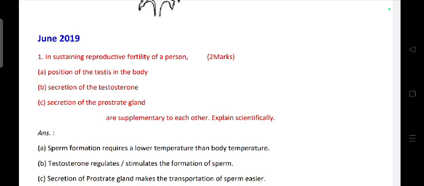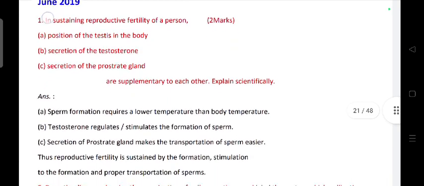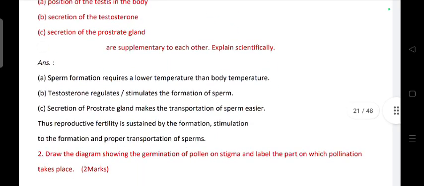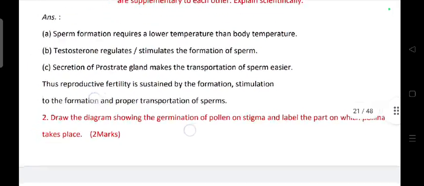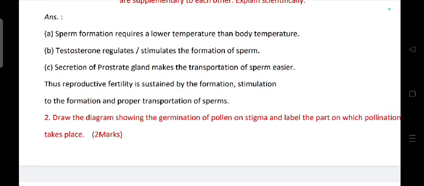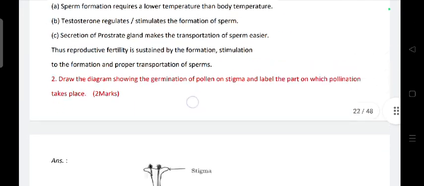Next, in June 2019, two multiple choice questions. In sustaining reproductive fertility of a person, position of the testes in the body, secretion of testosterone, secretion of the prostate gland are supplementary to each other. Explain scientifically. Sperm formation requires a lower temperature than body temperature. Testosterone regulates, stimulates the formation of sperm. Secretion of prostate gland makes the transportation of sperm easier. Thus, reproductive fertility is sustained by the formation, stimulation to the formation, and the proper transportation of sperms.